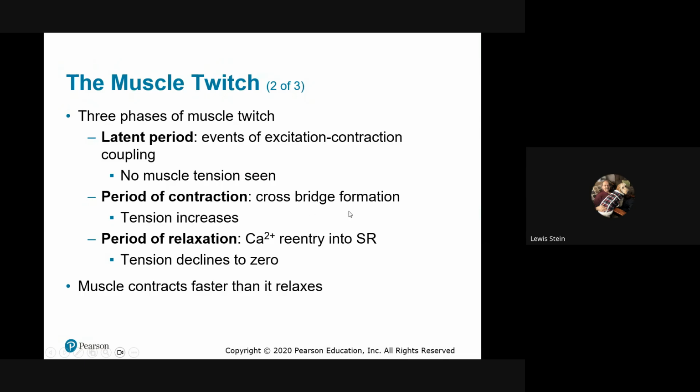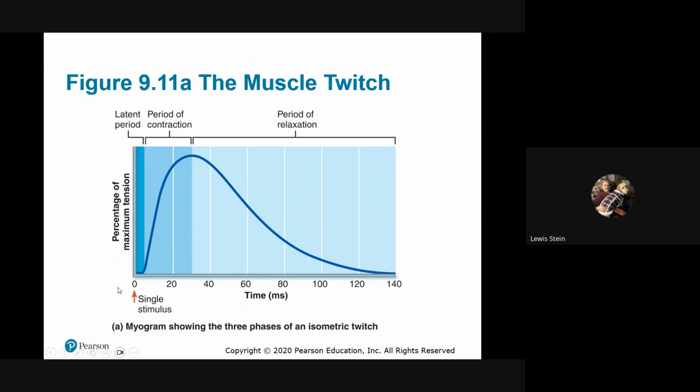So at that point, they will contract and then they will relax. Okay, cross bridge formation, and then calcium going back into the sarcoplasmic reticulum declines. Muscles always contract faster than they relax. Voila. So take a look. You have the muscle contracting and then you have it relaxing. It contracts rapidly, in this case in what, 20 milliseconds? 25 milliseconds? Here's the latency. And then look at the extended period of time, maybe 100 milliseconds.